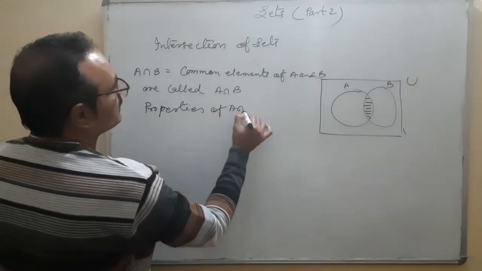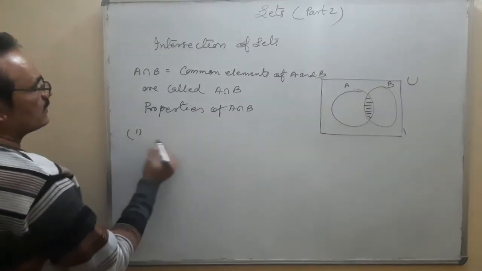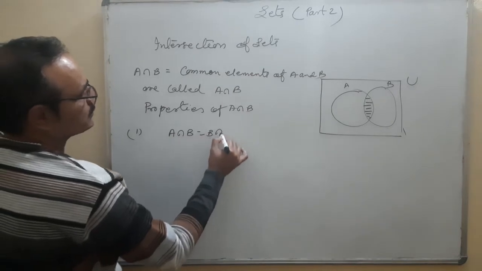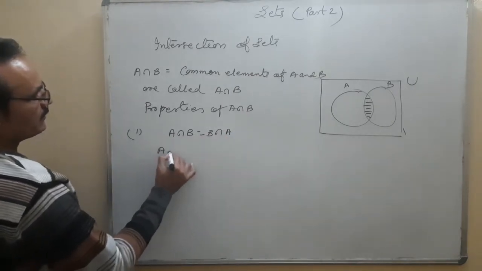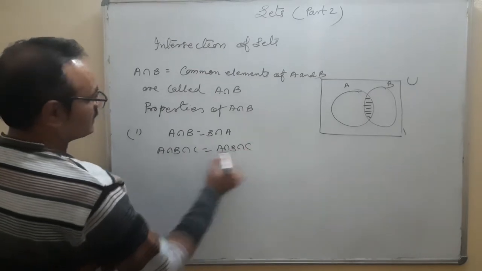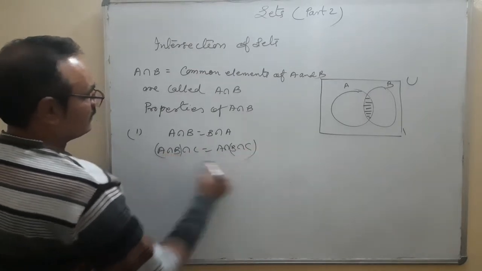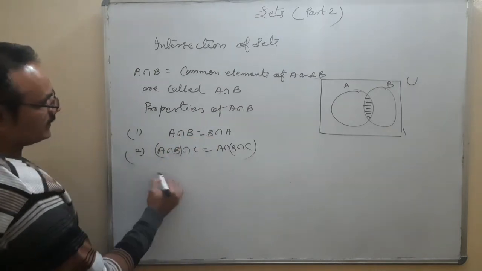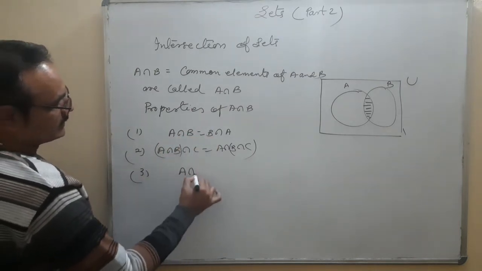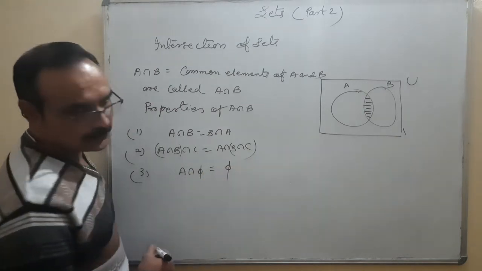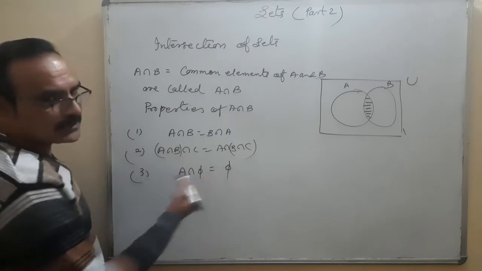Properties of A intersection B. Number 1, commutative: A intersection B is equal to B intersection A, which is true. Associative: A intersection B intersection C is equal to A intersection B intersection C, true. Commutative, associative. Identity, let us see. A intersection phi is equal to phi.